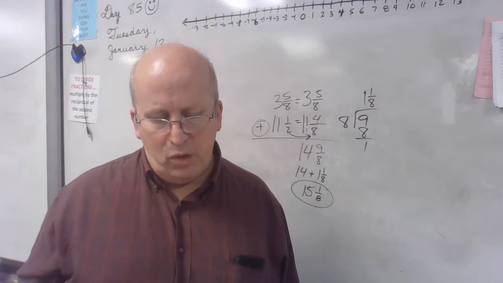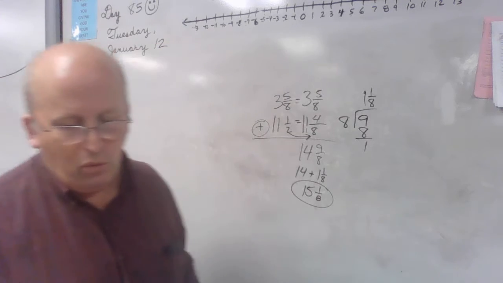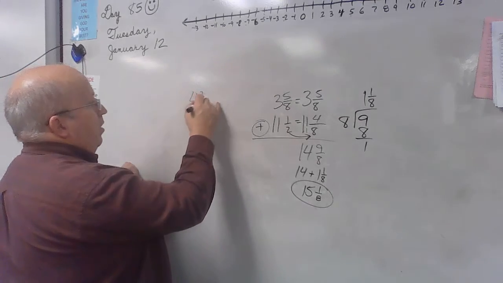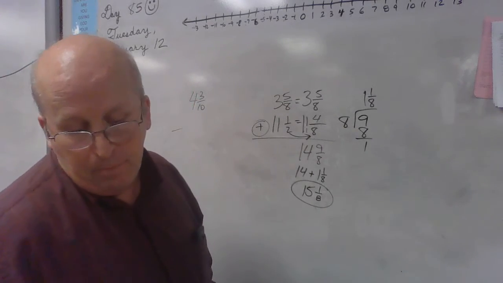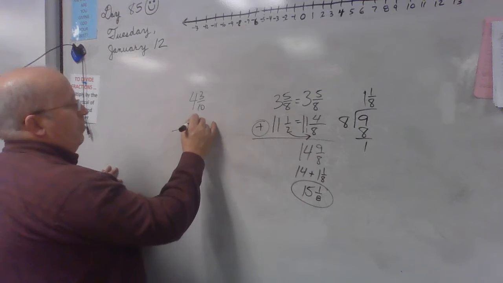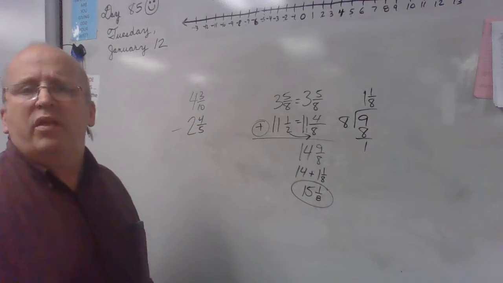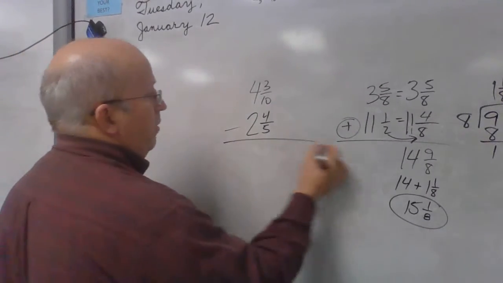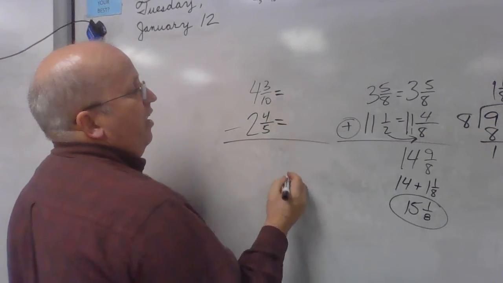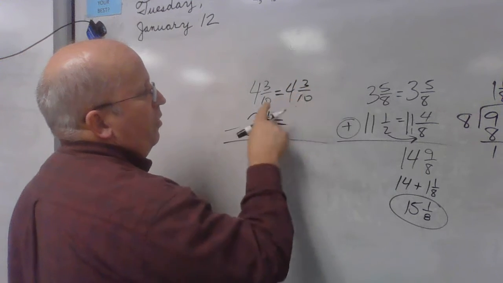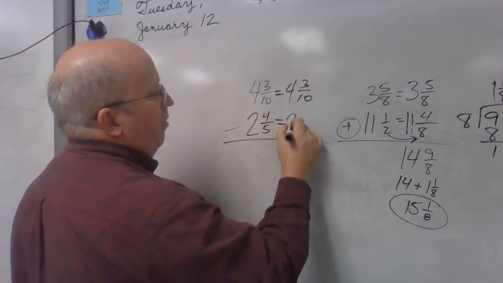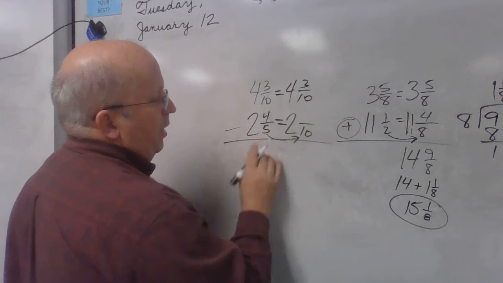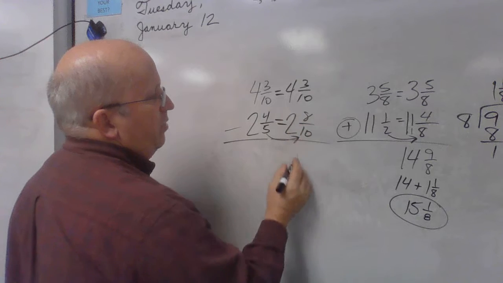So how about a subtraction problem? How about number 30? 4 and 3/10. And we're going to subtract from that 2 and 4/5. Can you see that over there? I think you can. Okay, what's going to be a common denominator here? How about tenths? Yeah, don't have to do anything to the top. It's already set to go. How many tenths is 4/5? Isn't that a multiplying by 2 pattern? So we put an 8 there.